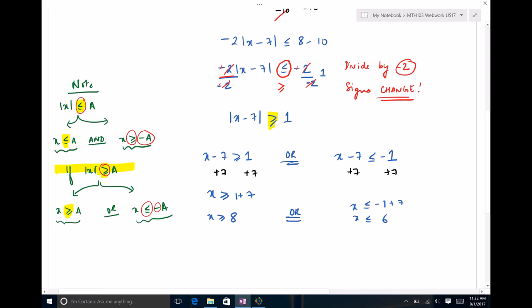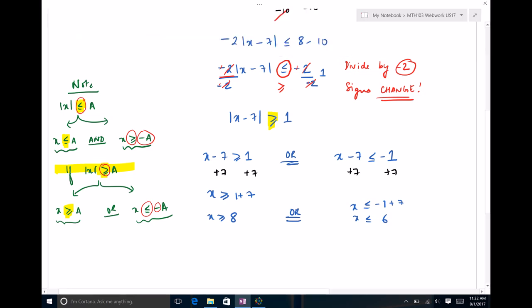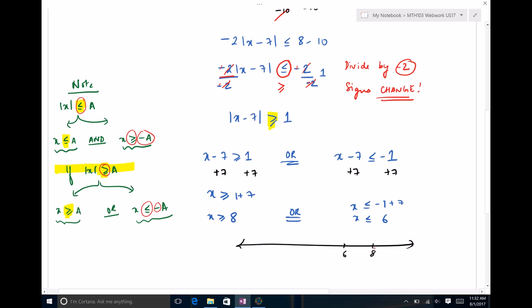Now if you draw the number line, it is easy to see that you have 6 here and you have 8 here, and you're claiming that you're allowed to accept solutions that are greater than or equal to 8, so I include 8, or you're accepting solutions that are less than or equal to 6. So you can see that x can either be here or be here. You can't have x be in both places at once.